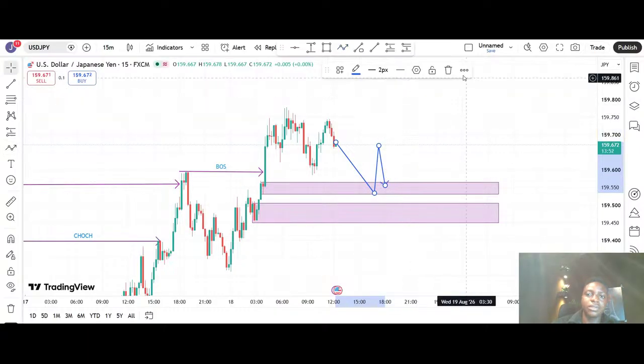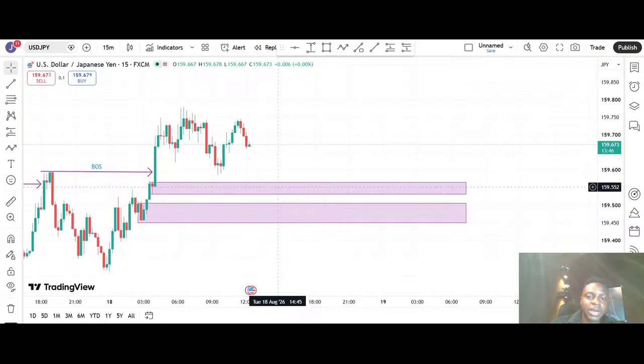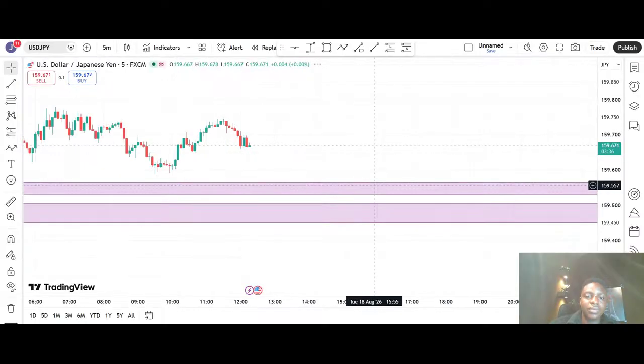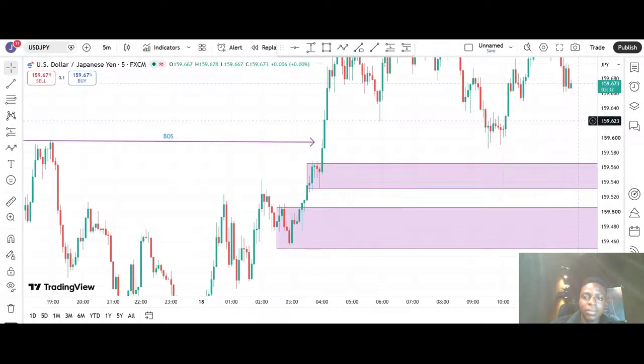So this is simply what I'm going to do on this particular chart, right? If price fails to respect here, then I should be expecting to take the trade from the second order block, right? From the second order block. So let me go to the 5-minute time frame and see how the market is reacting, how the market is behaving.